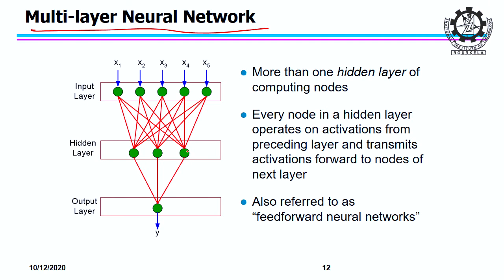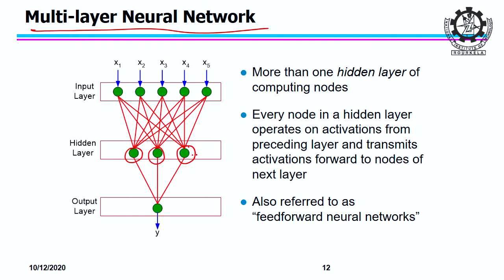So, here each one is a perceptron, this one is one perceptron, this one is one, and that one is also a perceptron. Whenever we have to solve some complex problem, let us say a complex classification problem where the data are not linearly separable, the classes are not linearly separable, generally we use the multi-layer neural network. So, what is that? More than one hidden layer of computing nodes.